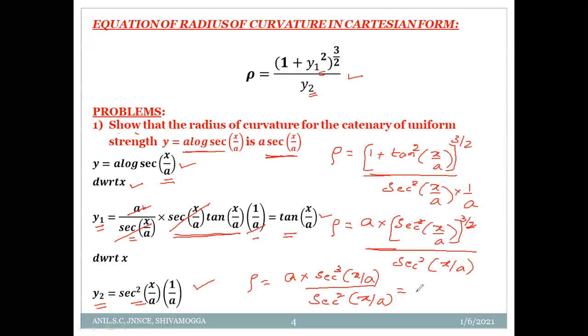This is equal to a into this a as it is. Secant cube theta divided by secant square theta is secant theta. That is secant x by a. This is what we require. Radius of curvature is a into secant x by a.